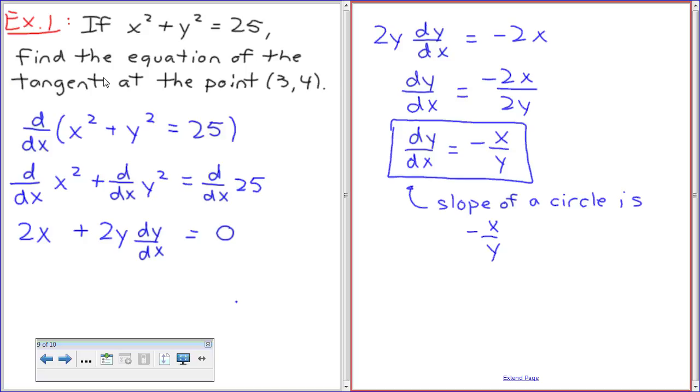Notice the number disappeared. If I said x squared plus y squared equals 1, it's still the same slope, right? Nothing's going to change. Or x squared plus y squared equals 10,000. Nothing's going to change as far as that.